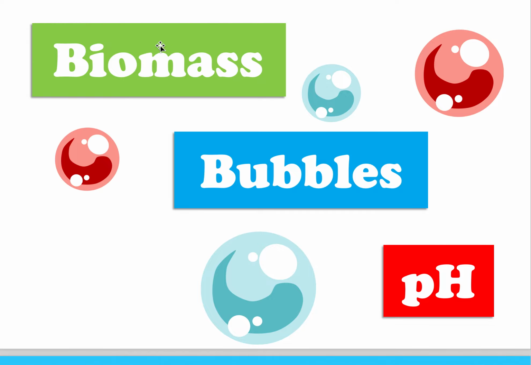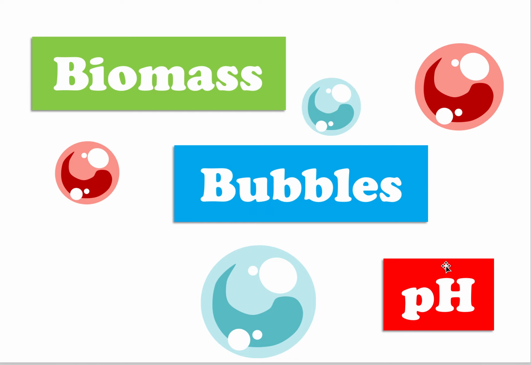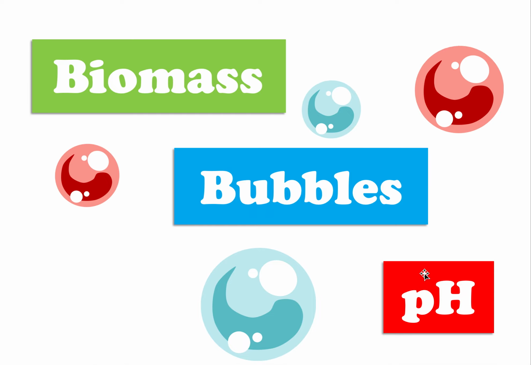Those are the three very important factors, or ways, that you can measure photosynthesis. Biomass, how heavy the plant is; bubbles, how much oxygen is produced; and pH, how much carbon dioxide is used up, because pH is highly affected by carbon dioxide.